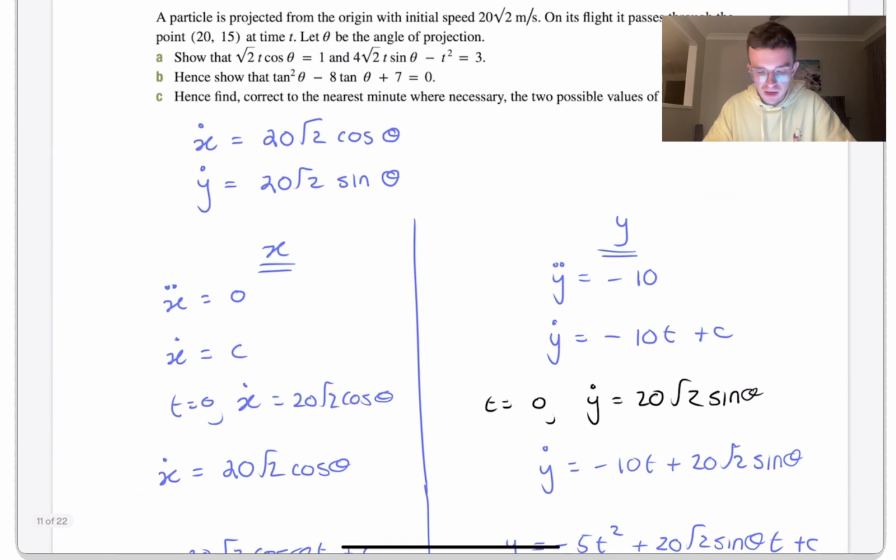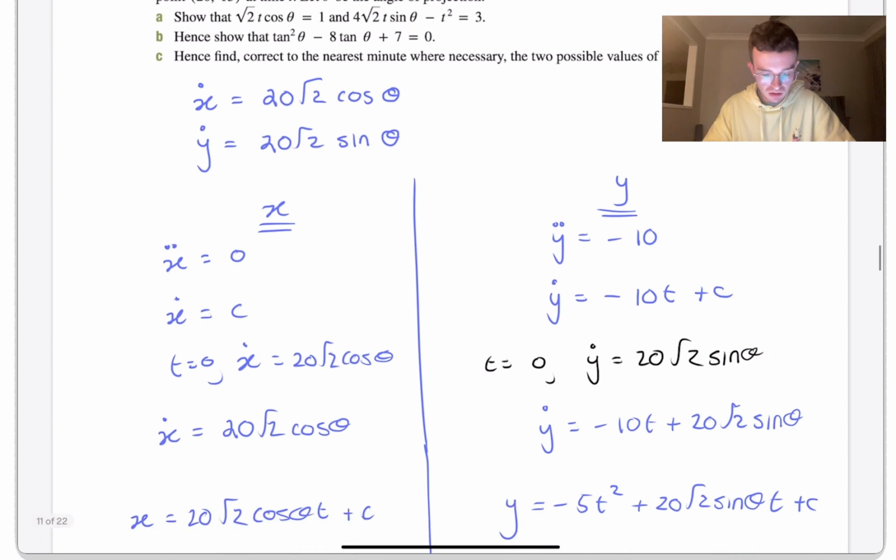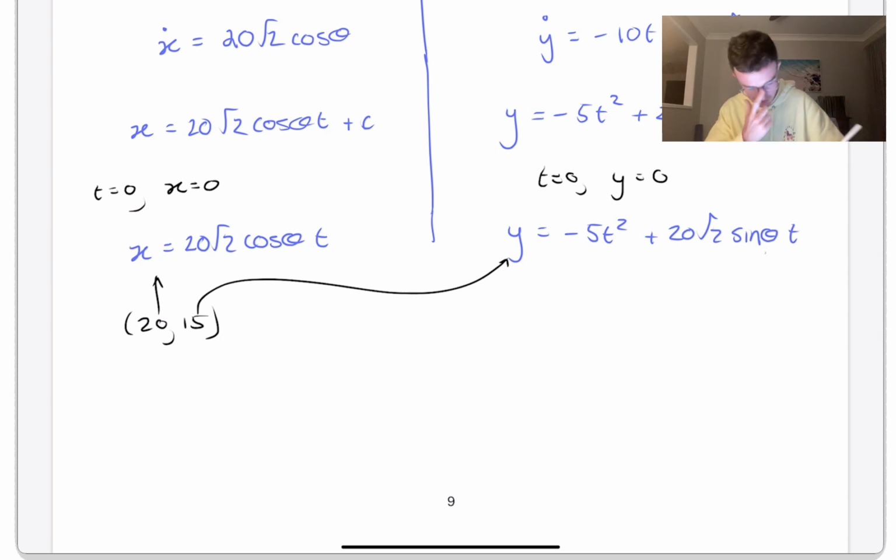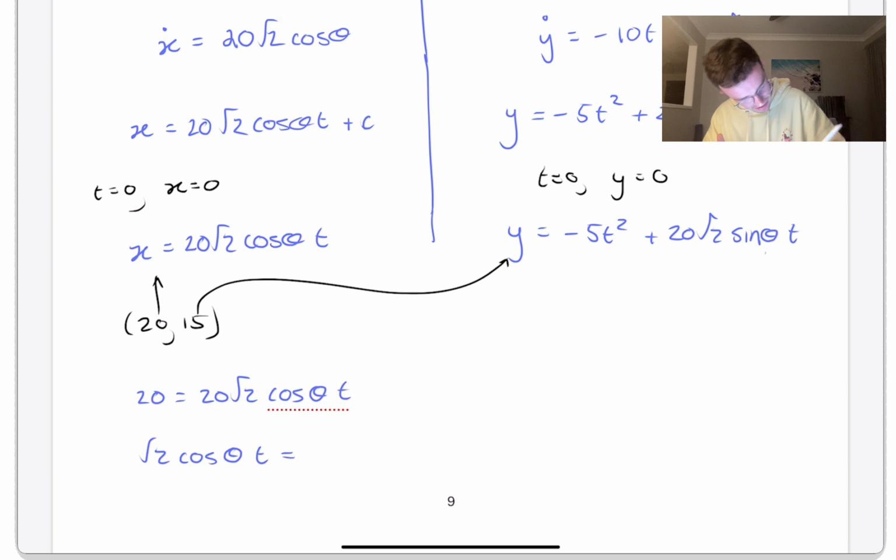Now we're told that the flight passes through the point (20, 15), and we have to show that root 2 t cos theta is 1 and root 2 t sine theta minus t squared is 3. I reckon let's substitute that into there and that one into there. So 20 is equal to 20 root 2 cos theta t, which means, divide by 20, we're done. So root 2 cos theta t is equal to 1. That's what we wanted to prove.